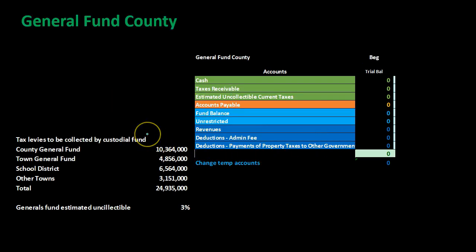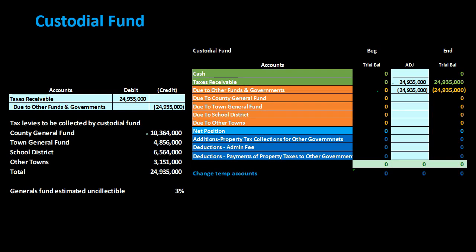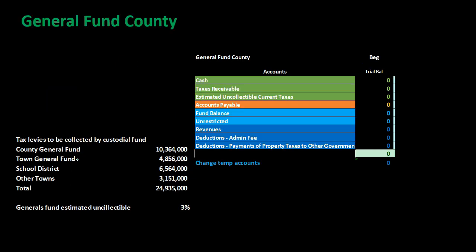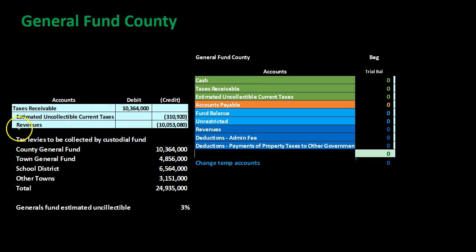Then if we jump over to the general fund for the county, so now we're in the general fund as opposed to the custodial fund. We're focusing in on the custodial fund, who's involved with the custodial fund, the general fund for the county, the town general fund, the school district. So now let's jump over to the general fund for the county. What would be recorded there? Well, we're going to have taxes receivable of the amount that should be allocated to this fund, to the county. That, of course, being the $10,364,000 that's going to be allocated there.